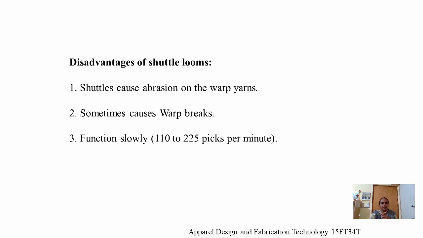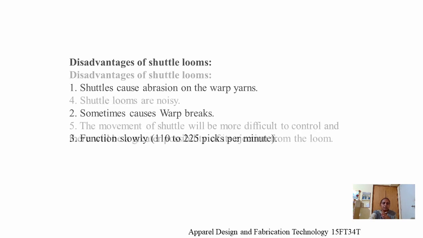Shuttle causes abrasion on the warp yarns because it has to pass many times from front to back. Sometimes it causes warp breaks. It functions slowly, that is 110 to 225 picks per minute. So these are the disadvantages of the shuttle loom.